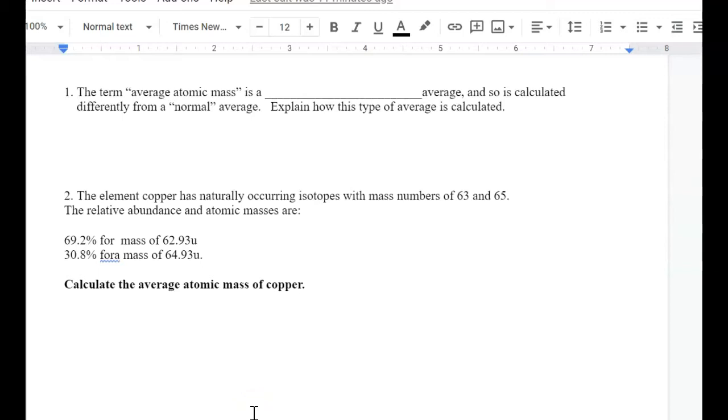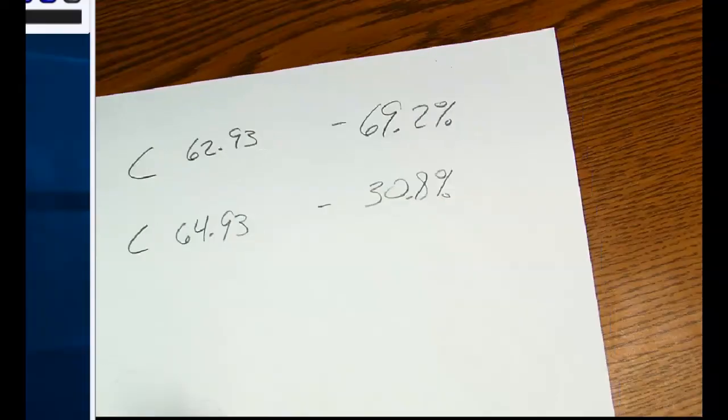Number 2 says you have copper 62.93, and that is 69.2%. Then you have copper 64.93, which makes up 30.8%. Okay, so I just wrote down the problem. Okay, so here's my problem.